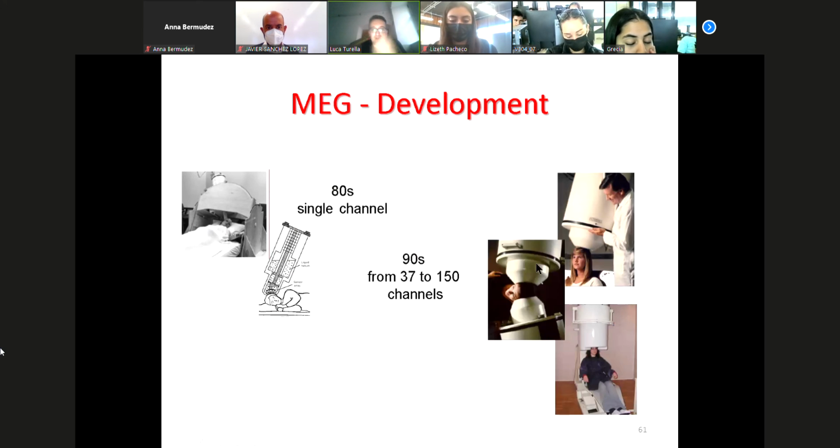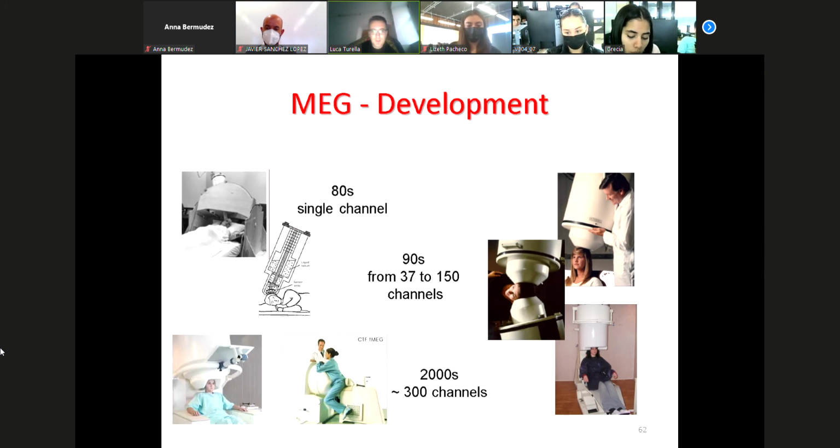Then we moved in the 90s to systems with a higher number of channels, like the one that you can see here. We were in the range of tens or 100 channels. This was also due to the fact that the technology for the sensors was way better, and so they managed to reduce the dimension of the sensors.